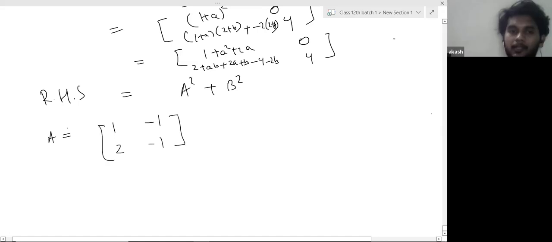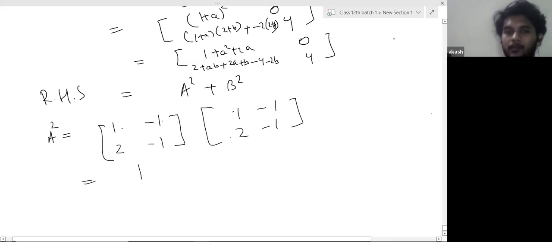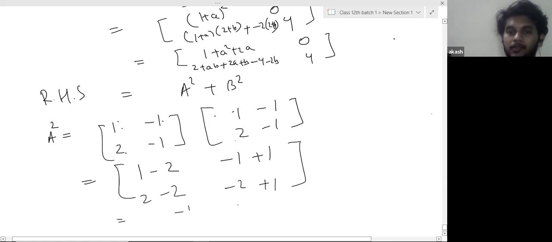So let's try to find A square first. So this will be [1, -1; 2, -1] times [1, -1; 2, -1]. All right. So 1 into 1, 1, minus 1 into 2, minus 2. 1 into minus 1, minus 1, minus 1 into minus 1, plus 1. 2 into 1, 2, minus 2, minus 2, plus 1. This is A square. So minus 1, 0, 0, and minus 1. Right? This is A square.